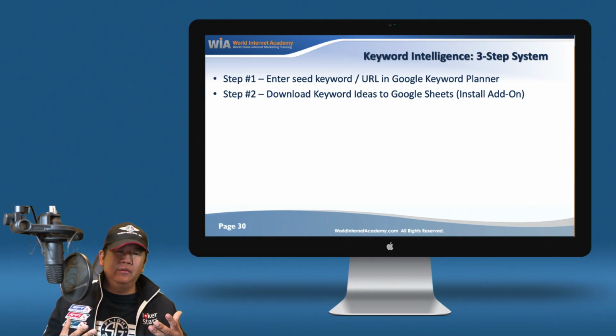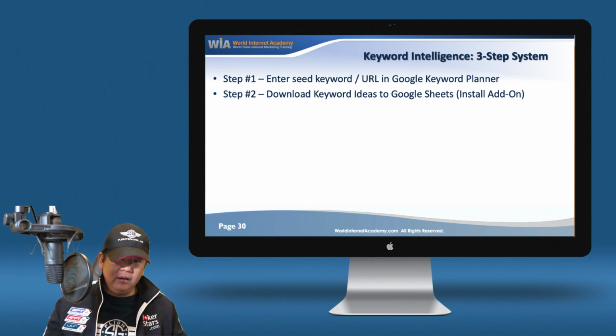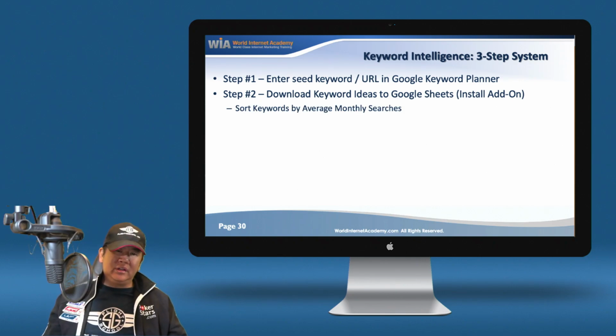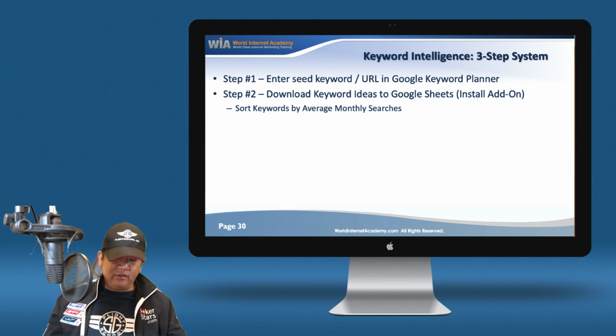And this is where we left off. Step 2, download keyword ideas to Google Sheets. And optionally, you can install the add-on if you want. And as I mentioned, you need to sort the keywords by average monthly searches, which I've shown you how to do. Remember, if it's Google Sheets, you will need to format that row to numbers and remove the decimal places.